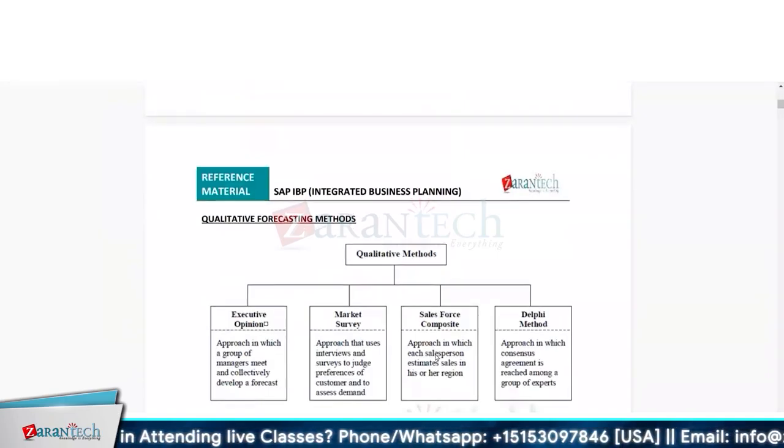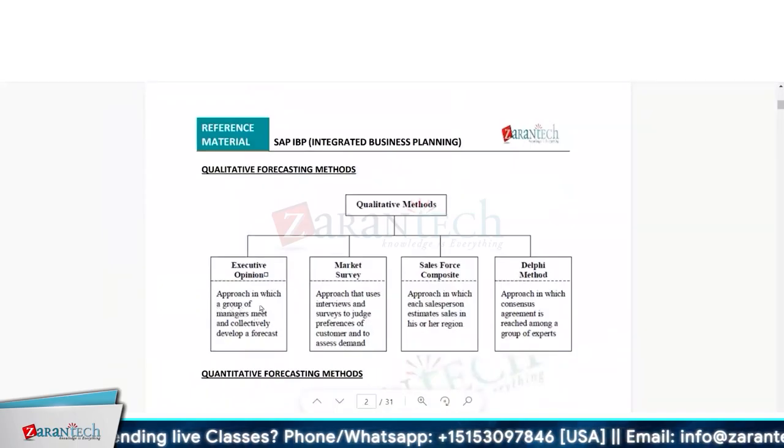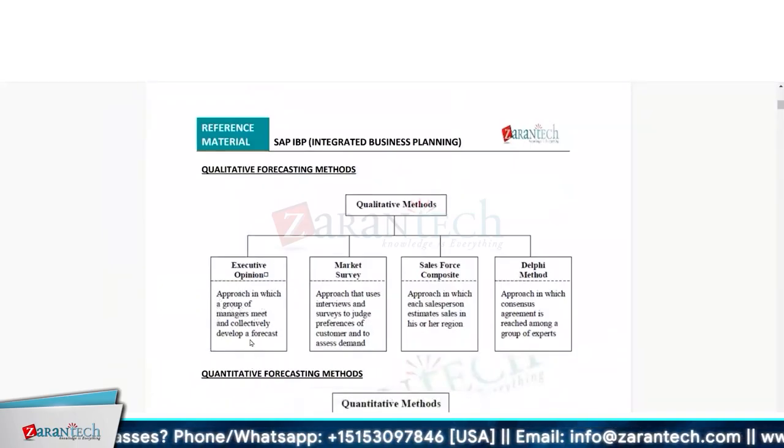So in the executive opinion method, the approach is basically that a group of managers meet and collectively develop a forecast. The group of people may be from the sales and marketing team, and sometimes also from the product management team. They may decide, based on the market scenario and the typical behavior of the market, that the forecast will be in a particular range, and they will define the forecast.